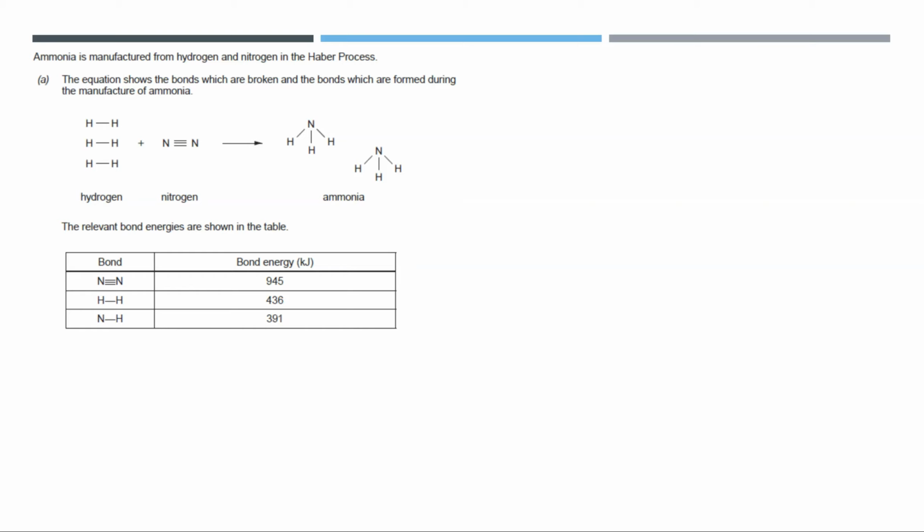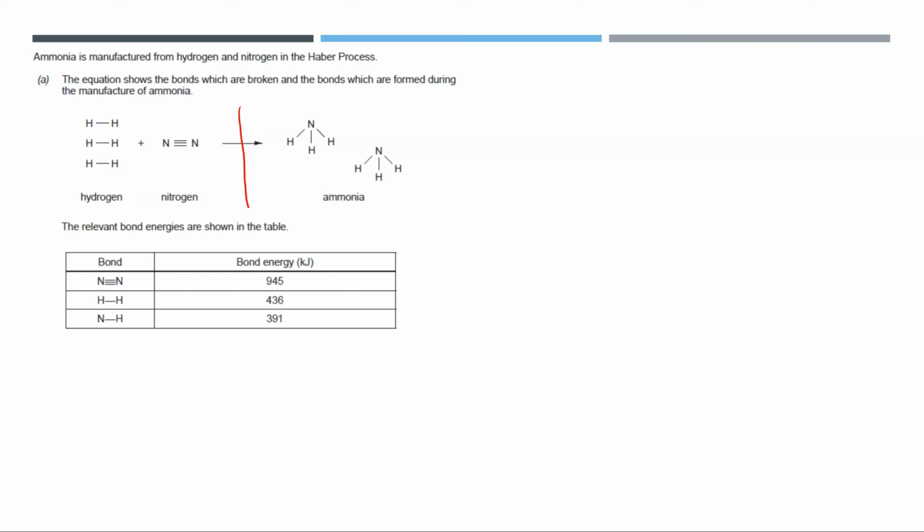So it says ammonia is manufactured from hydrogen and nitrogen in the Haber process. The equation shows the bonds which are broken and the bonds which are formed during the manufacture of ammonia. So you have to remember that each reaction is split into two. This is your reactant side and this is your product side. On the reactant side, all of these bonds need to break, and this one here needs to break so that it can rearrange into a new product.